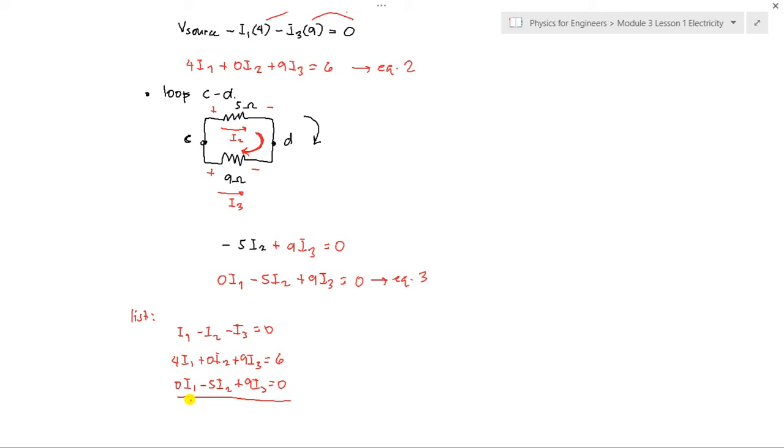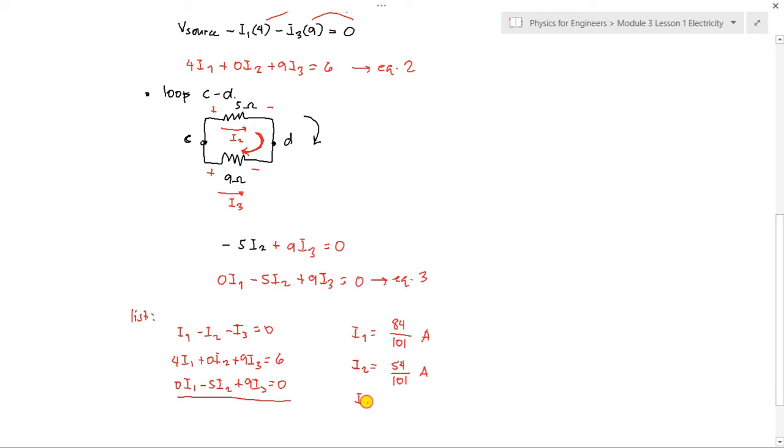So we have I1 is equal to 84 over 101. I2 is equal to 54 over 101. This is in amperes.